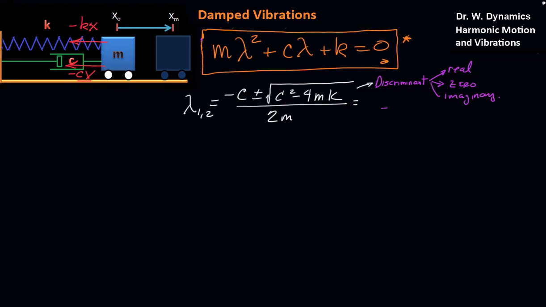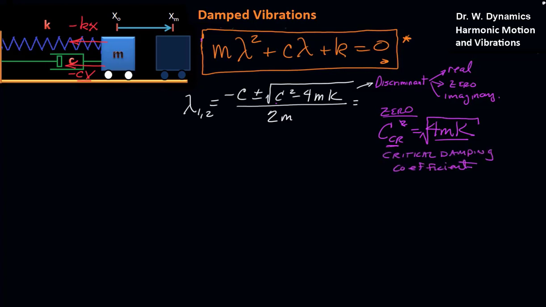When that is 0, we'll define that value of c to be c critical, and c critical squared will have to equal 4mk, which we can write as the square root of 4mk. And c critical is important. We use it a lot. It's called the critical damping coefficient, and it plays an important role in damped vibrations.